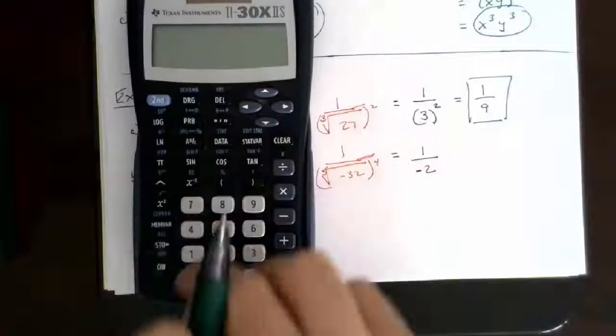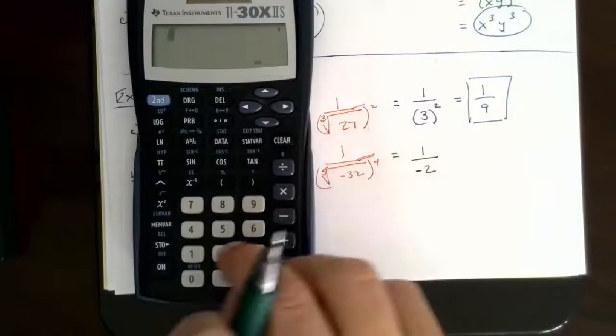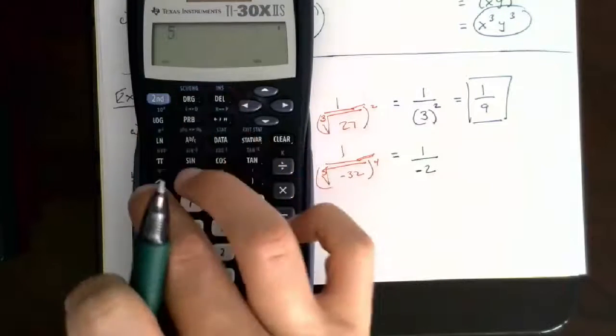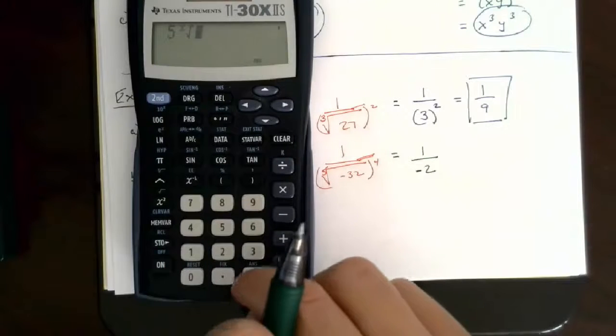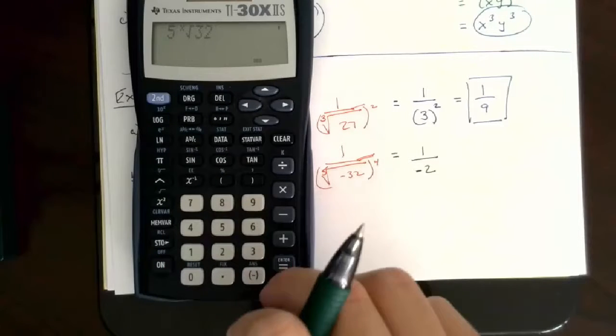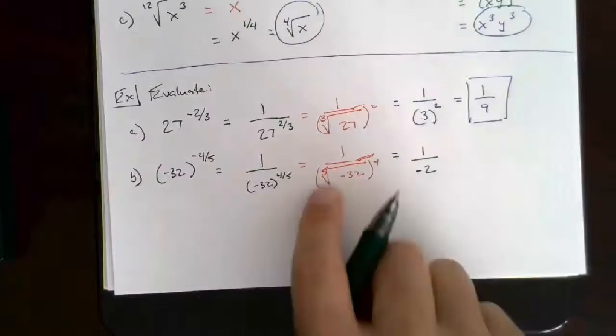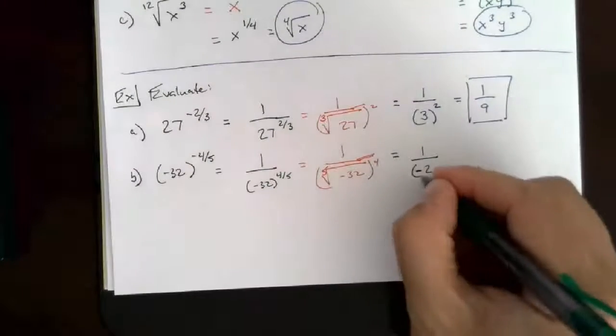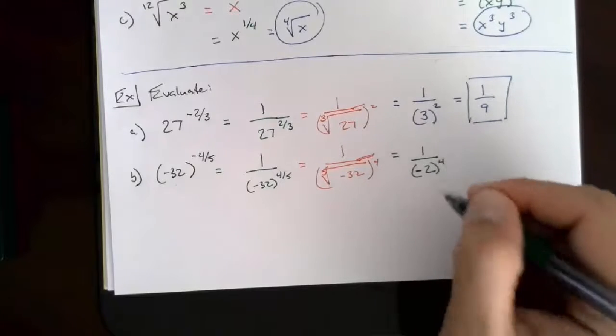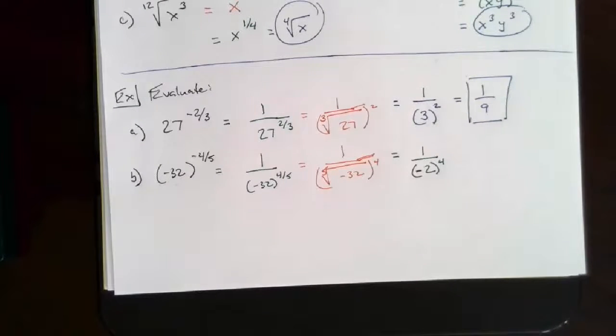And if you're not sure, just a reminder, take the fifth root of 32, and it comes out to 2. We know it's negative because it's an odd root, so an odd root of a negative stays negative. And then this negative 2, remember, is being raised to the fourth power. Don't forget that, you still have this fourth power on the outside.